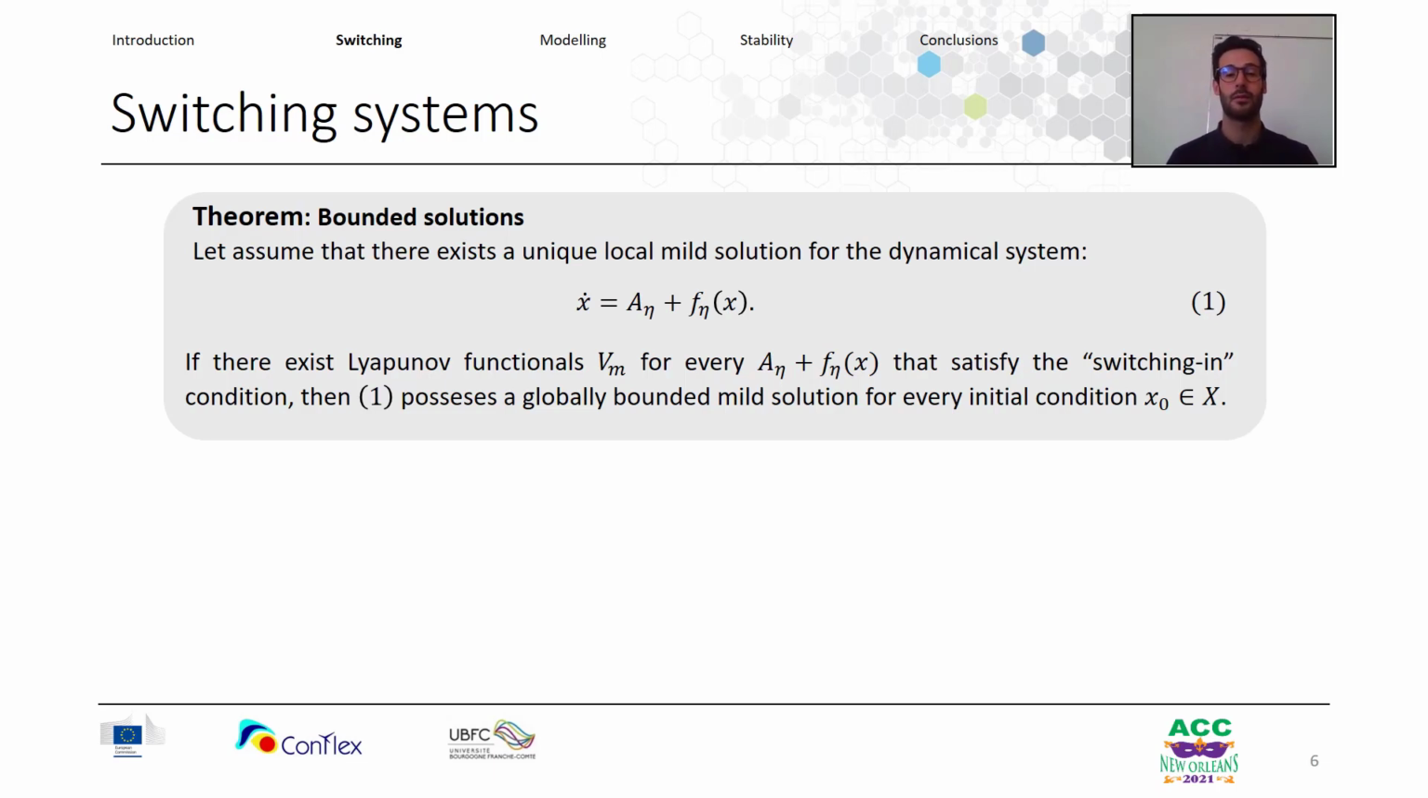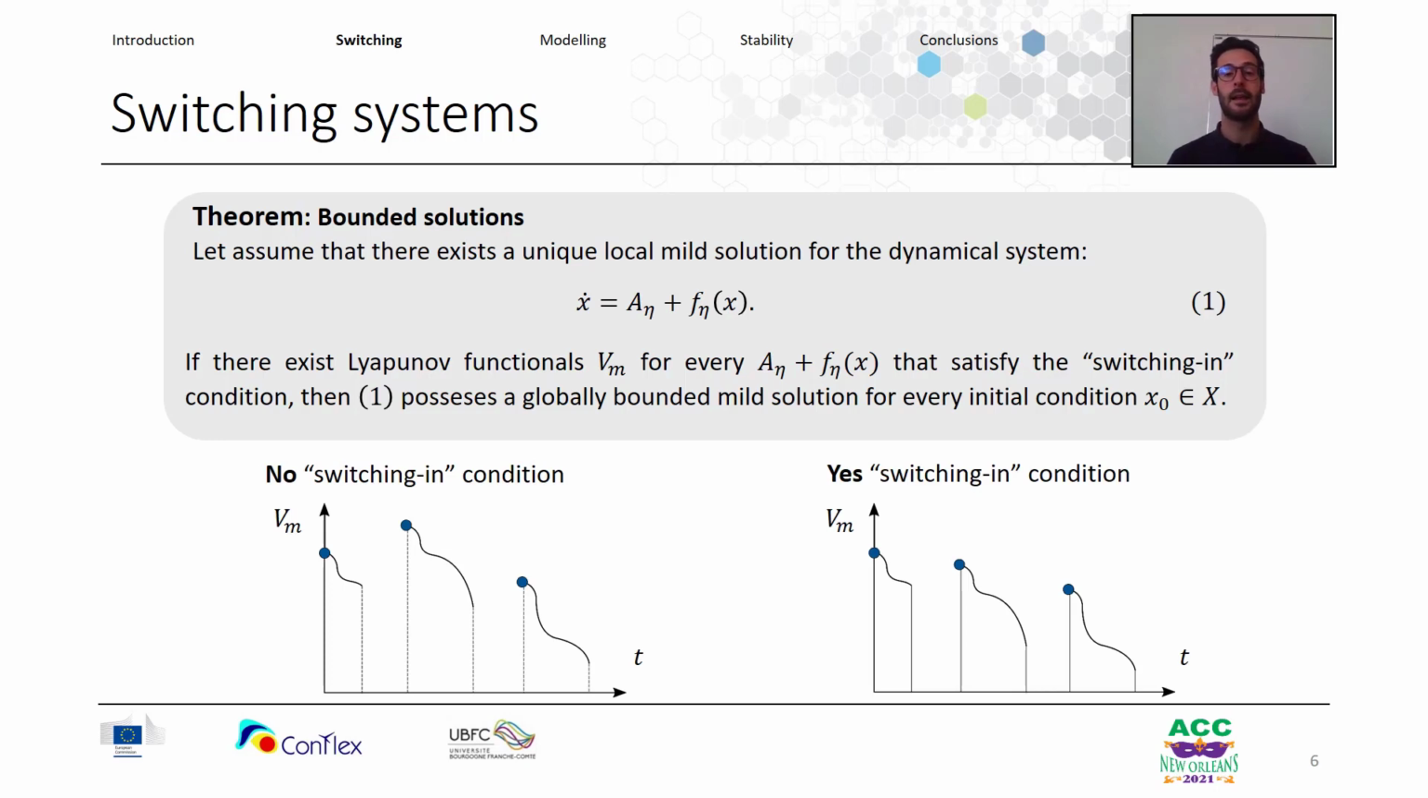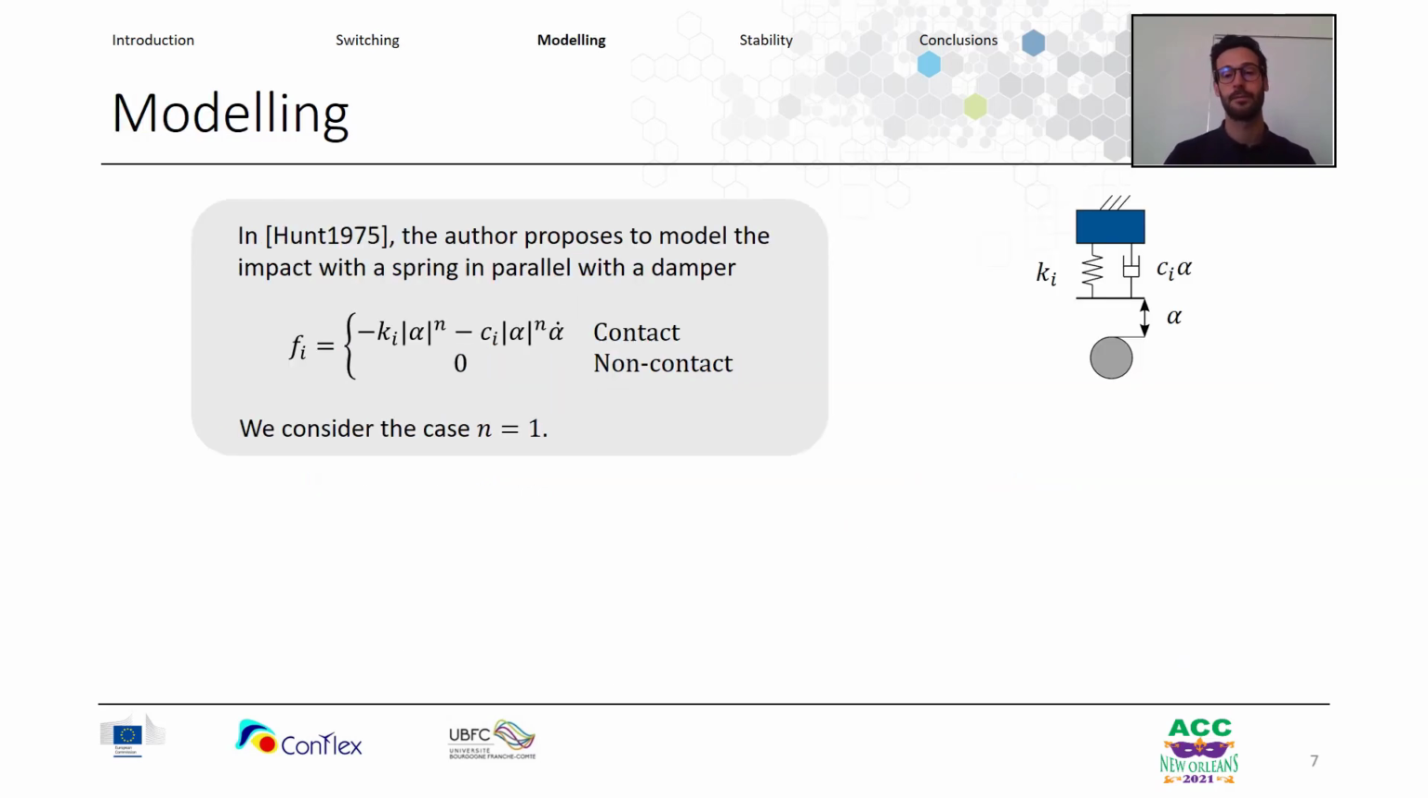But what does this switching-in condition mean? In the left picture, you can see a Lyapunov functional that is non-increasing along its activation time, but the second time that it becomes active, its value is greater than the first time that it became active, and therefore it does not fulfill the switching-in condition. In the right picture, instead, you can see a Lyapunov function that does fulfill the switching-in condition. We can now pass to the modeling of the external environment.